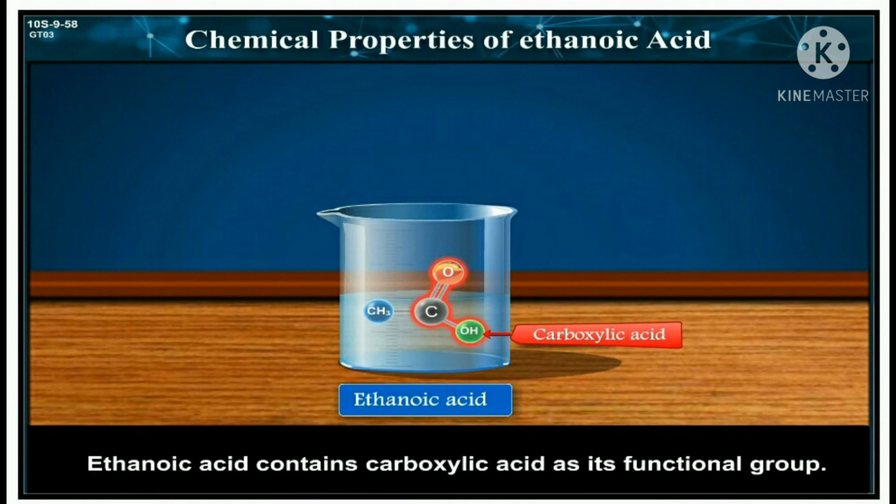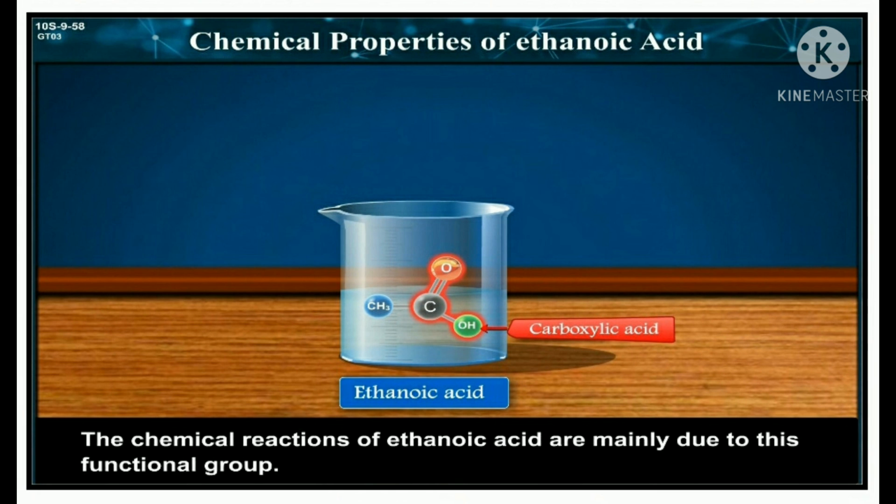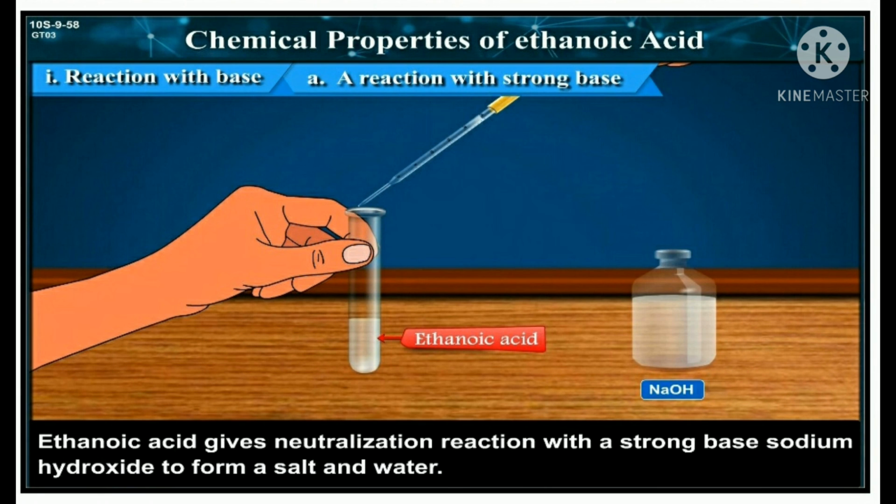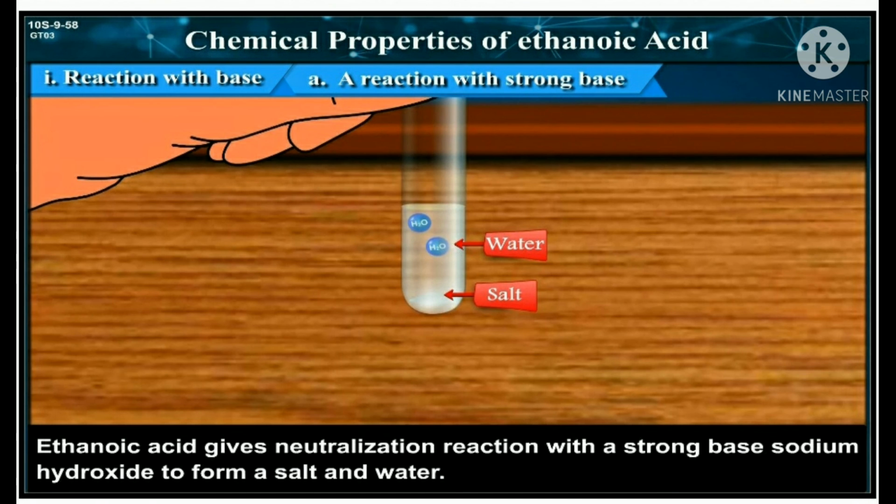Ethanoic acid contains carboxylic acid as its functional group. The chemical reactions of ethanoic acid are mainly due to this functional group. First, reaction with base, that is, reaction with a strong base. Ethanoic acid gives a neutralization reaction with a strong base, sodium hydroxide, to form a salt and water.